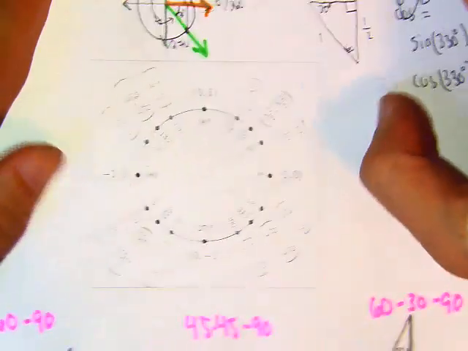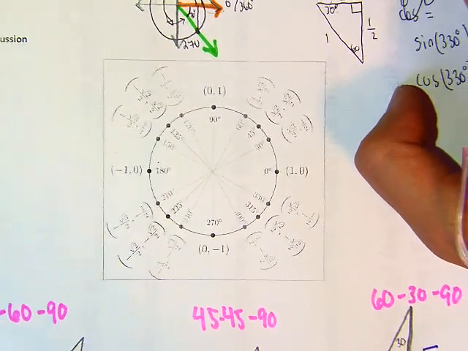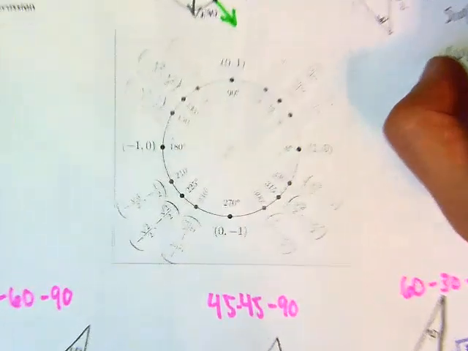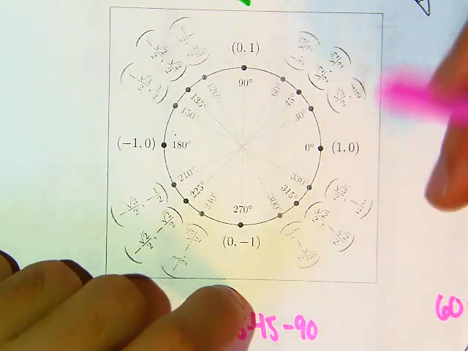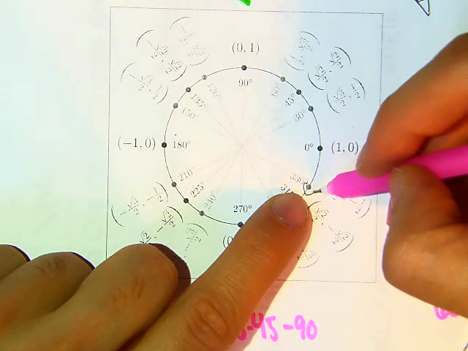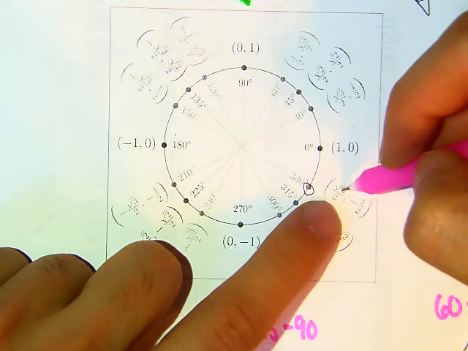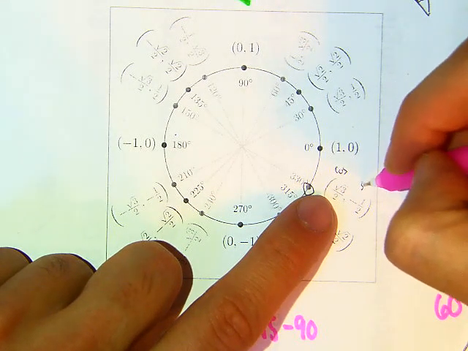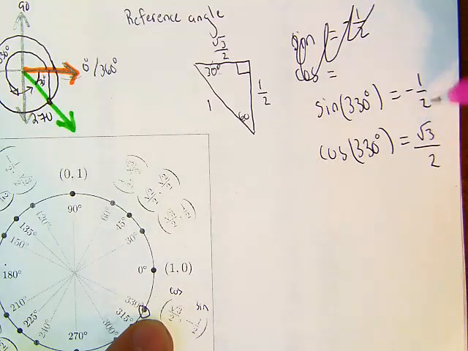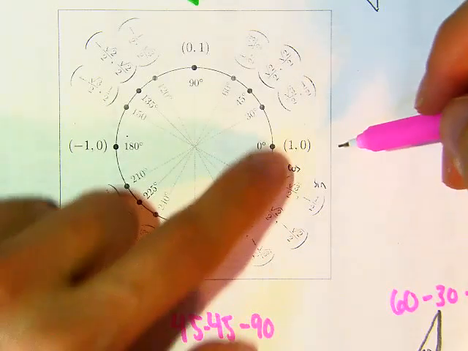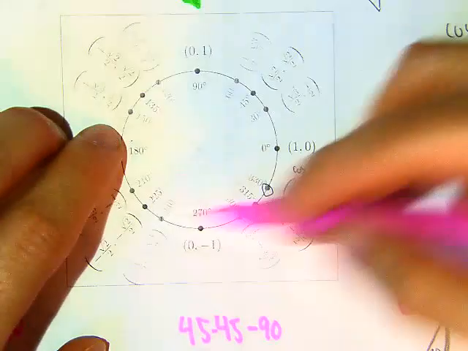Now here, if you see this circle, notice that it tells you all of the answers. We just did 330. This is the cosine, and this is the sine. Notice that we got the same thing. It's right here. It has all the solutions for every single angle.